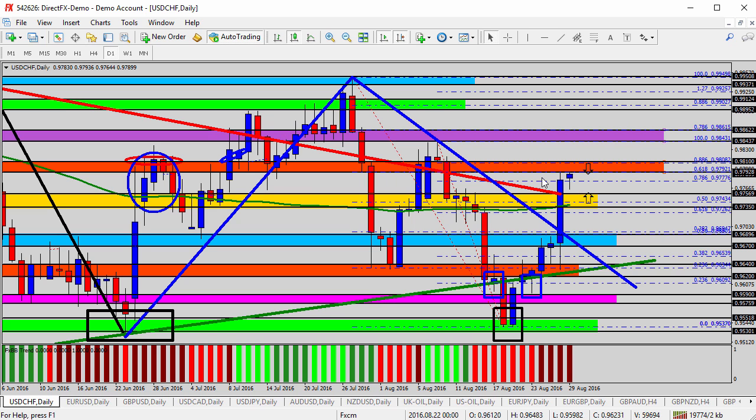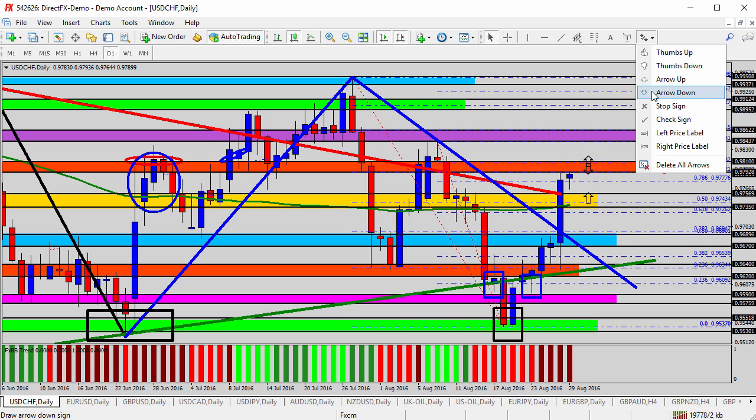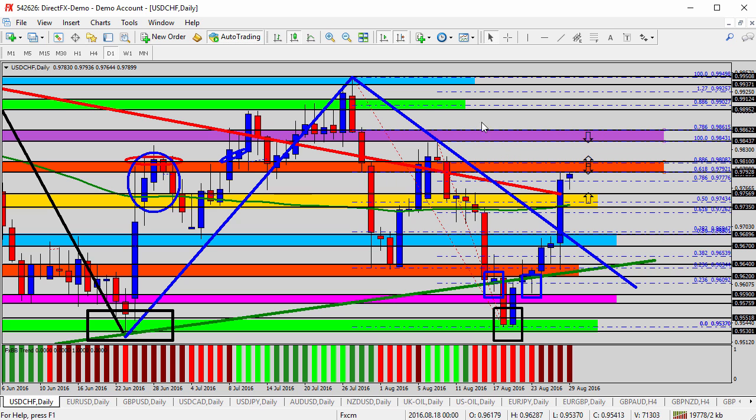That's our current resistance. So if we're going to buy it, it either goes back down to the yellow zone or breaks above this orange shaded area. It needs to get above that 98.00 level if we're going to go long and buy the US franc, targeting the purple zone or higher levels from there.